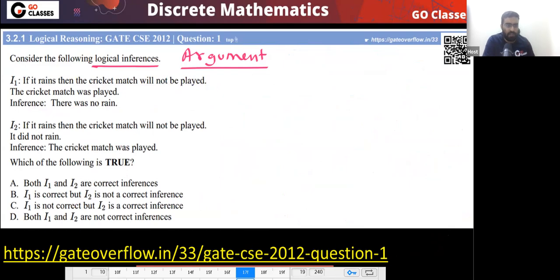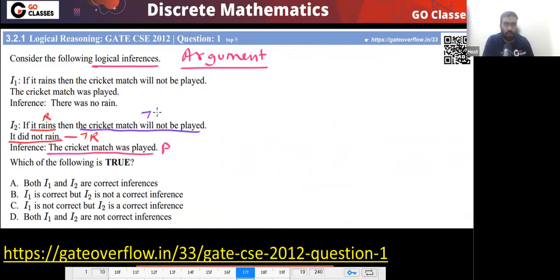Let me solve the I2. So tell me what will be the answer for I2. You can notice it did not rain. Let's denote it by negation R. The cricket match was played. Let's call it P. Then, if it rains, it is R. The cricket match will not be played. This is your negation P.